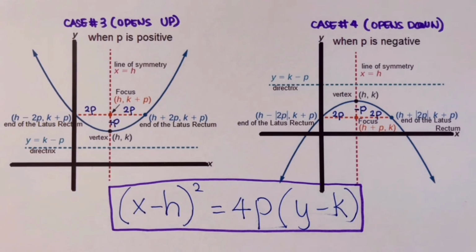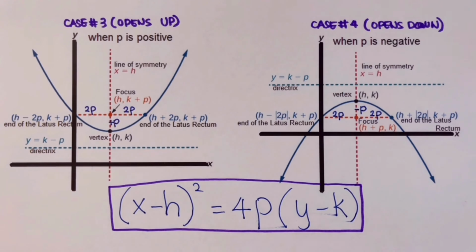And this is an example of case number 2 where the parabola opens to the left. So I'm going to go ahead and write that information right here. Looking at this equation that we have here, we can tell that our vertex is at negative 2 and then positive 3. And again, this is case number 2 where it opens to the left.